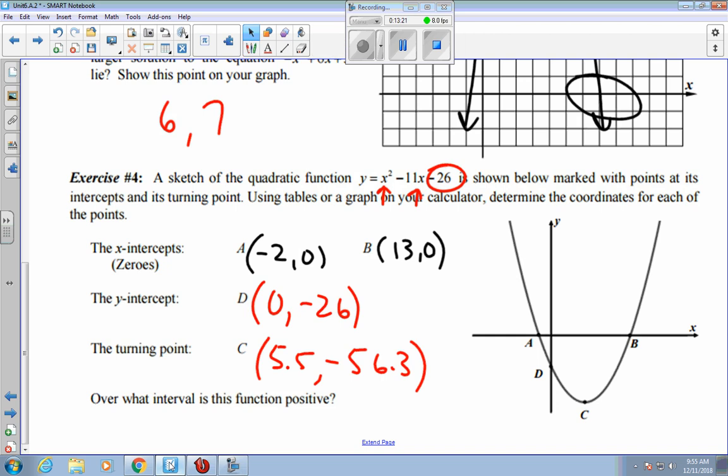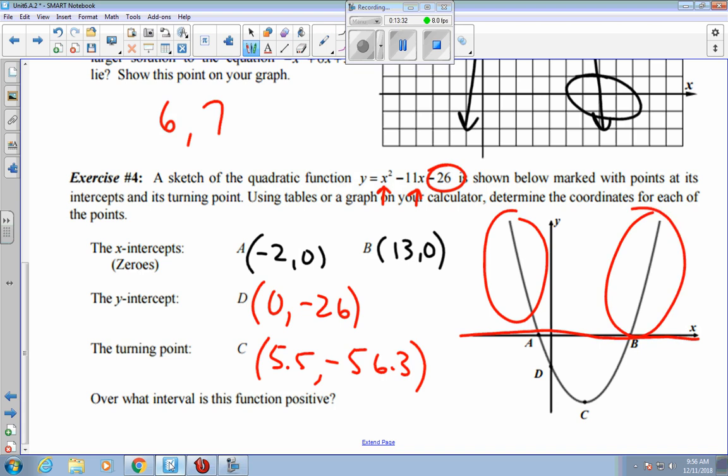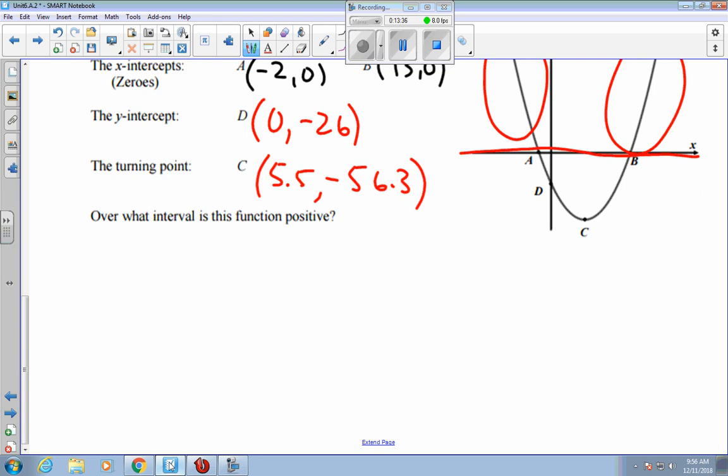Over what interval is this function positive? So we are looking for values that are above the x-axis. So I'm looking at this part of the graph and this part of the graph. That is where the function is positive. So in order for it to be positive, my x value is less than negative 2, or my x value is greater than 13.